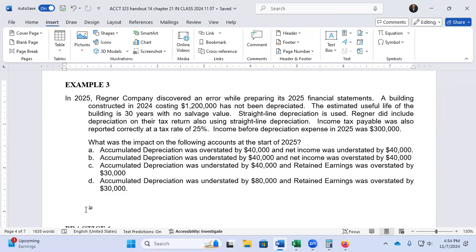Regner did include depreciation on their tax return, also using straight line depreciation, so there's no taxable differences. Income tax payable was also reported correctly at a tax rate of 25%. Income before depreciation in 2025 was 300,000. What was the impact on the following accounts at the start of 2025? So we have to calculate depreciation expense. And so that would be 1.2 million divided by 30. And so that's 40,000 per year.